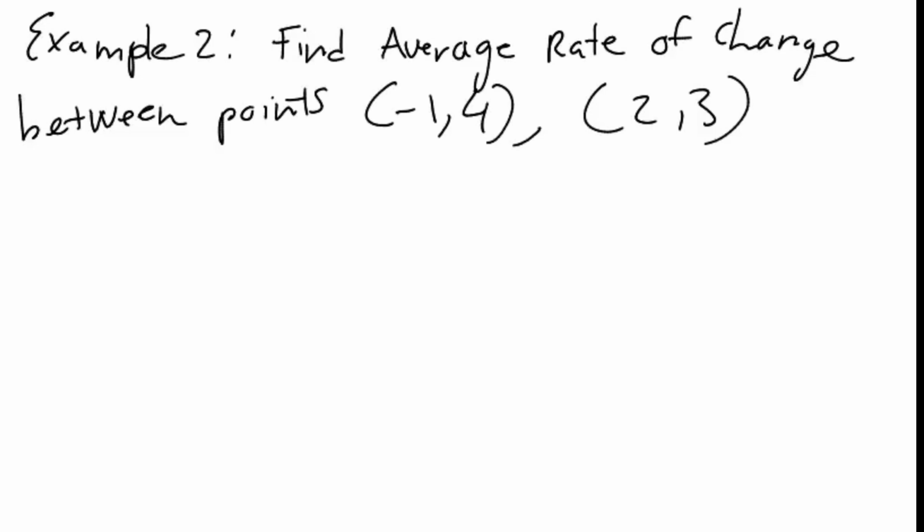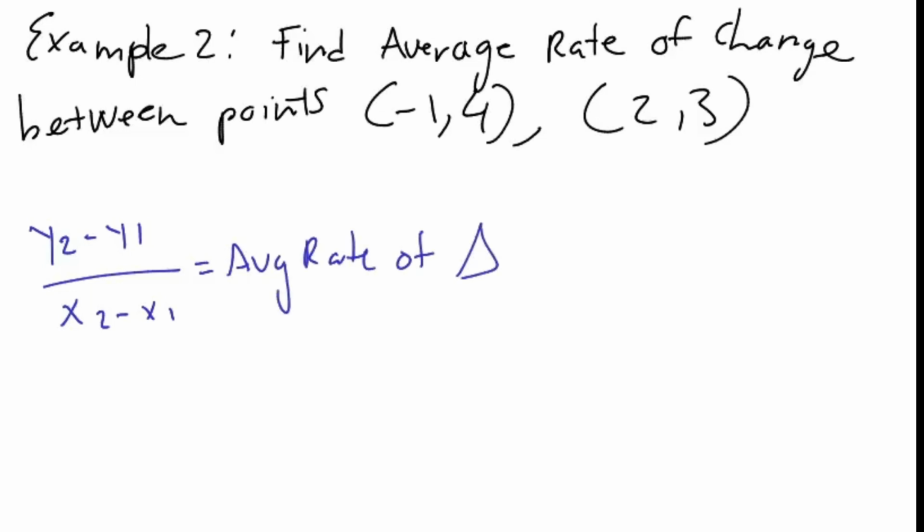Alright, so it says find the average rate of change between the points -1, 4 and 2, 3. So let's use our formula here, which is y2 minus y1 over x2 minus x1, will give you the average rate of change. I'm just going to put the symbol delta instead of change. So here I'm going to label everything now. I have x1 here, this would be y1, this would be x2, and this would be y2. So just plug and check now.